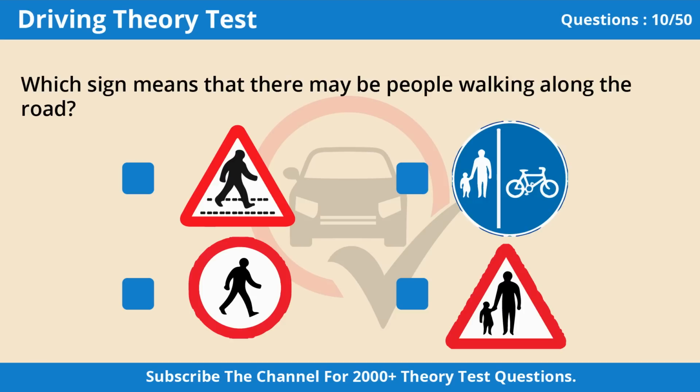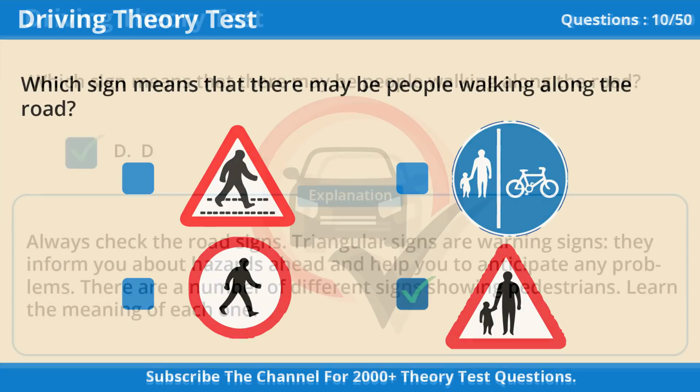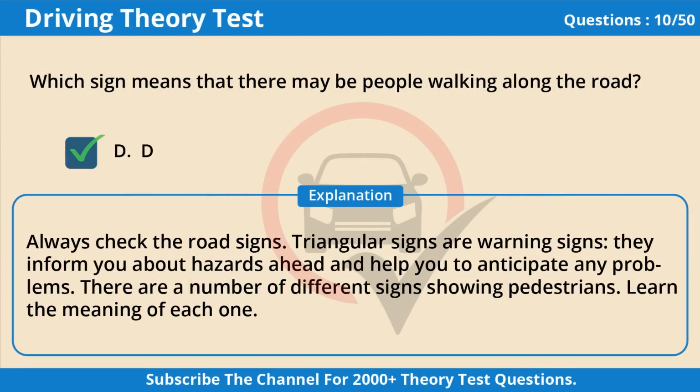Question 10. Which sign means that there may be people walking along the road? D. Always check the road signs. Triangular signs are warning signs. They inform you about hazards ahead and help you to anticipate any problems. There are a number of different signs showing pedestrians. Learn the meaning of each one.